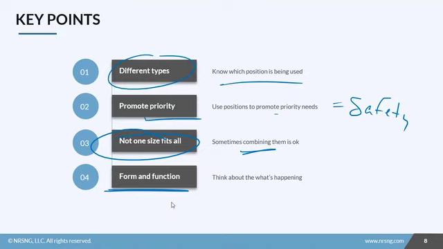Again, think form and function. Recognize that you have to put your patient in a position that may be a little bit uncomfortable, but when you do it, it's going to make the procedure go more quickly. And as long as you don't risk any of their safety issues, then you're doing right by your patient.